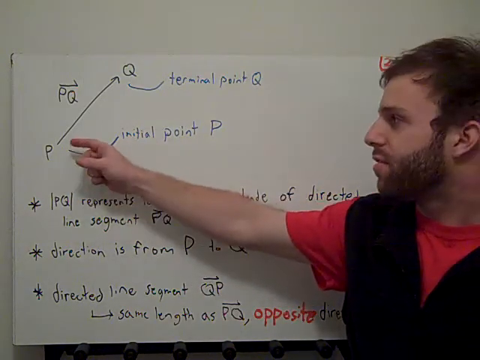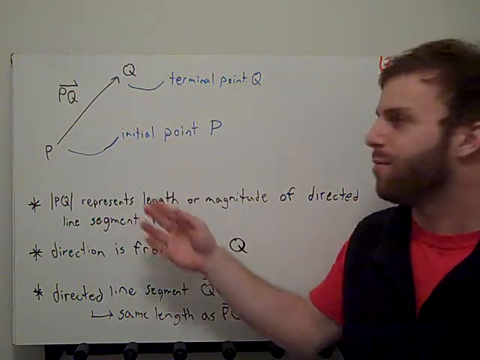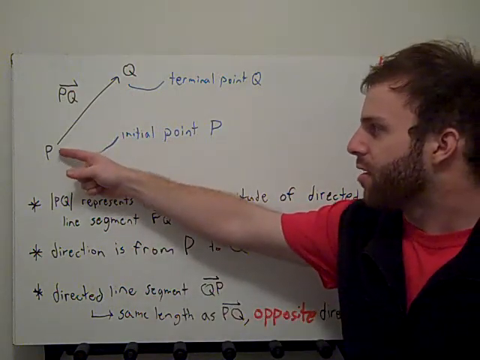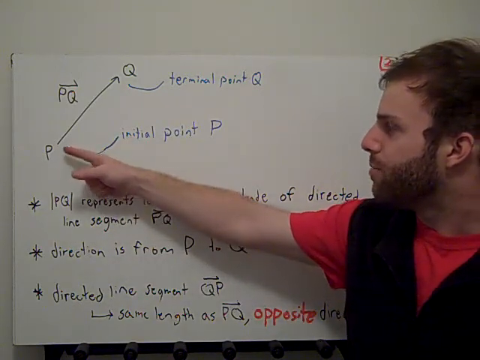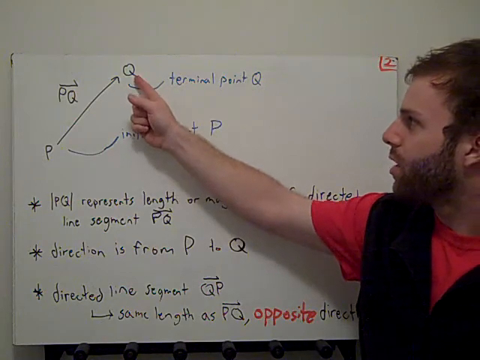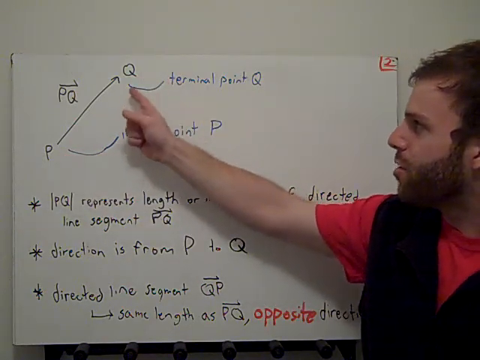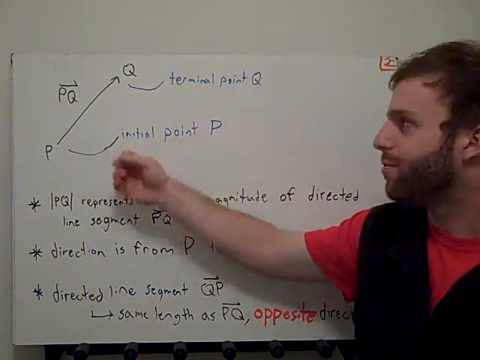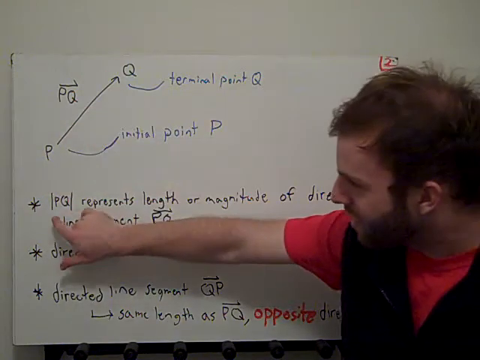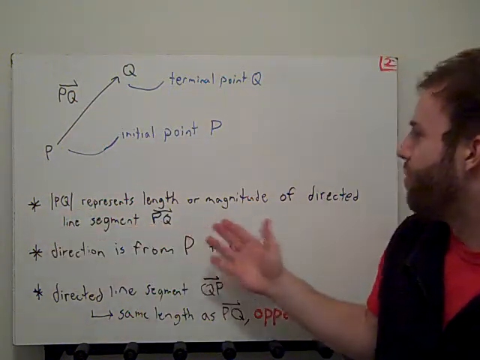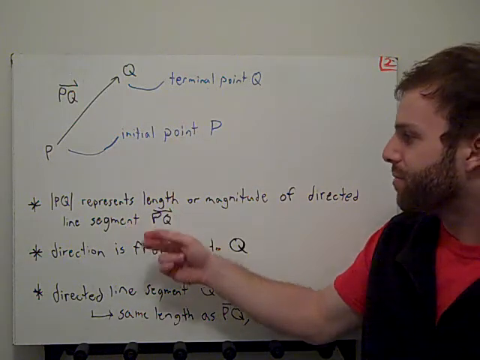Alright, so we've got this line segment, PQ. We'll call it a directed line segment because it's pointing in some direction. And here we have our initial point P and our terminal point Q. The initial point is where it starts, and Q is the terminal point because the line segment terminates or ends at Q. So PQ with the little lines around it over here, that represents the length or the magnitude of this directed line segment PQ.